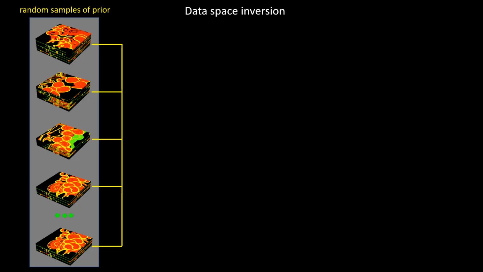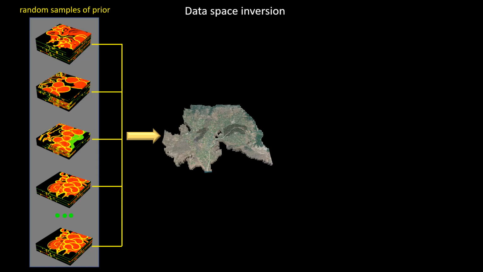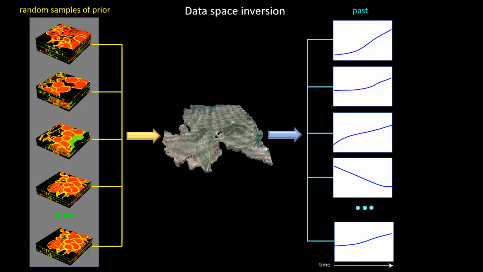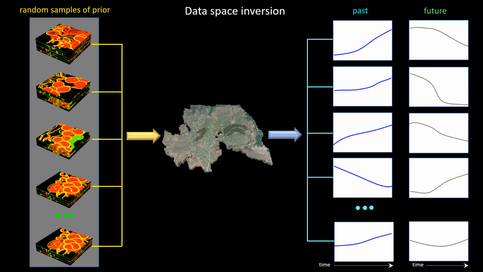So, as we've just been talking about, the first stage of implementing data space inversion is undertaking a few hundred model runs based on stochastic representations of things that I don't know, normally hydraulic properties of the subsurface. So I sample the prior probability distribution of hydraulic properties and run the model once with each one of these samples. I run the model over the past and I run the model into the future.